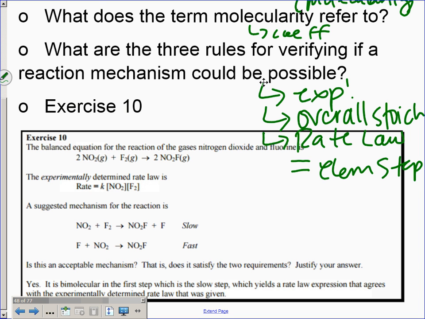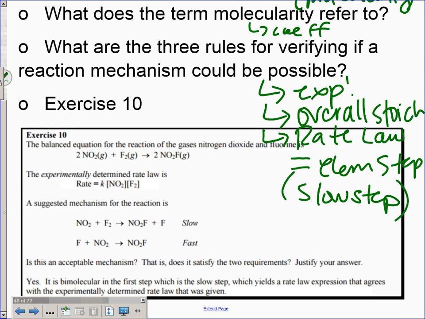What was the term we used for the step that controls the rate of the experiment? We called it the slow step. It's the slowest step that controls the entire reaction. What's another name for that? Rate determining step. The rate determining step, aka the slow step, is the elementary step that controls the rate of the experiment, or the rate law itself. It has 2 names, though, slow step or rate determining step. So we're going to talk about that now.